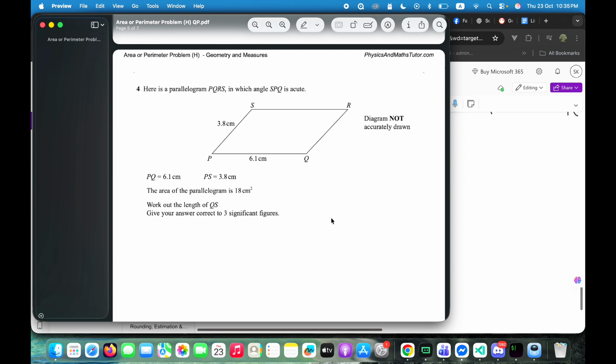Okay, so let's try to solve this problem. Before solving it, I first have to figure out this angle. When I have this angle, I can find QS using the cosine rule. So first I have to find this angle using the sine rule. What is the sine rule? If there are two adjacent sides in a parallelogram, the area of the parallelogram would be these two adjacent sides multiplied by sine of this angle. Okay, we have the area of the parallelogram given.